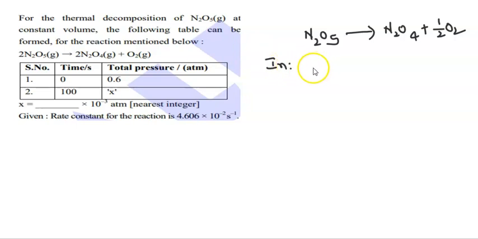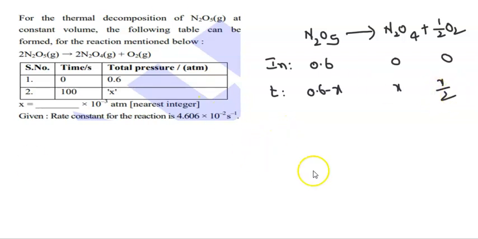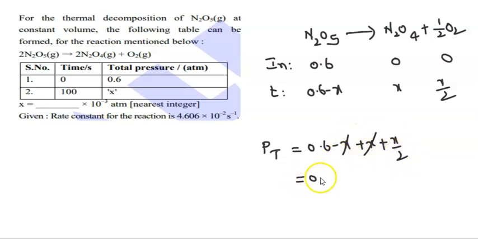Initially N2O5 pressure is 0.6, N2O4 0, O2 0. After time that will be 0.6 minus x, and here it will be x by 2. So after some time the total pressure Pt is equal to 0.6 minus x plus x by 2. X will be cancelled. 0.6 plus x by 2 is equal to the value given as x only. So let us consider this value is x1.